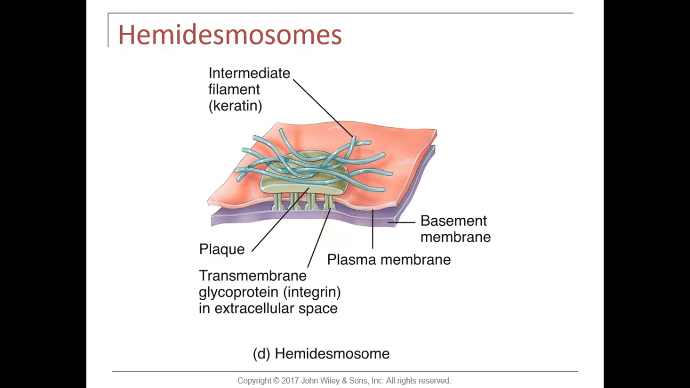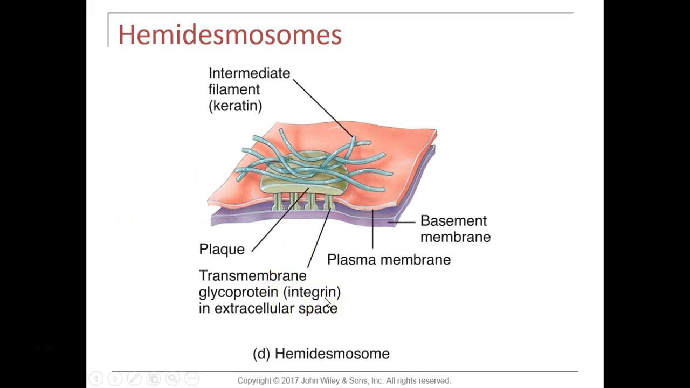The last type of anchoring junction is actually half of a desmosome. So these are called hemidesmosomes, and what we see is the plaque protein again, but notice we only have one half. There's not one on this side. So this plaque protein is still anchored to the intermediate filaments of the cytoskeleton. We now have a different type of transmembrane protein, albeit it still spans the membrane. It's just another type, and these are called integrins.